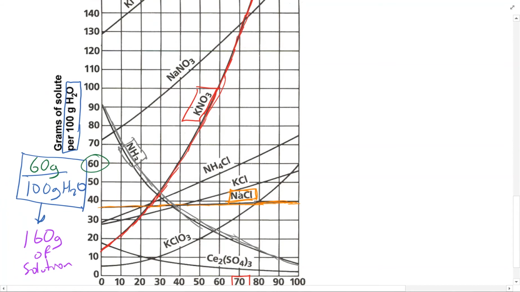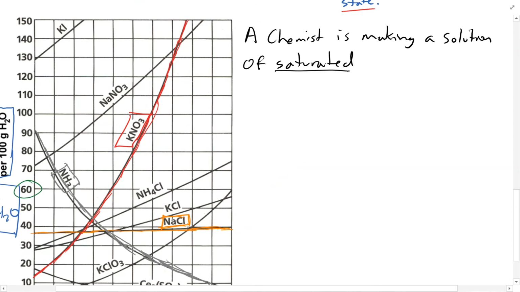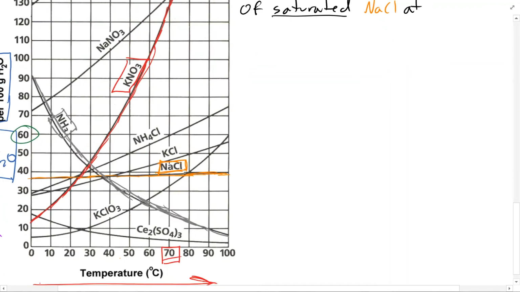So now that we have looked and we realize that on the line is saturated, we can calculate a lot of really interesting things. So let's try a problem, the kind of problem that you might expect to see from one of these questions. So a chemist is making a solution of saturated, that's an important word right there, right? Saturated. We already are starting to see what that means. Sodium chloride at, let's say here, 80 degrees. We're going to go with 80 degrees. So he's making a saturated sodium chloride solution at 80 degrees.